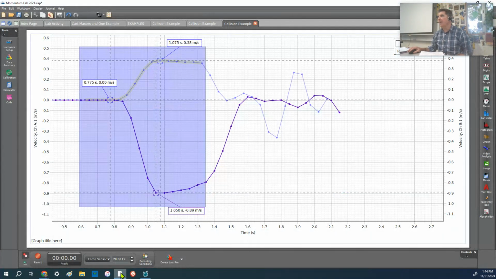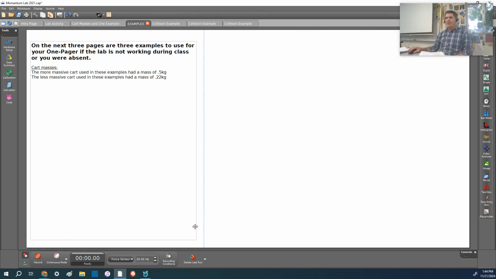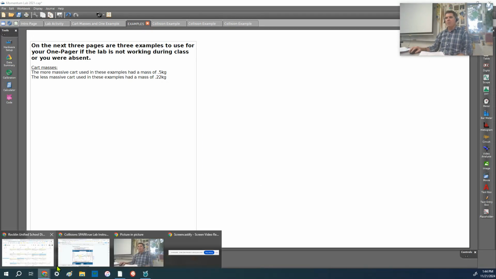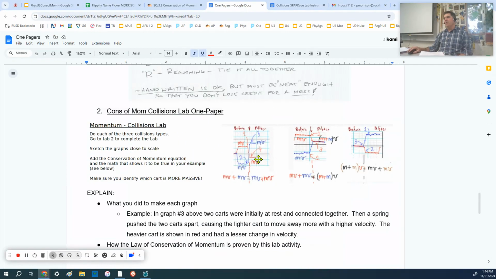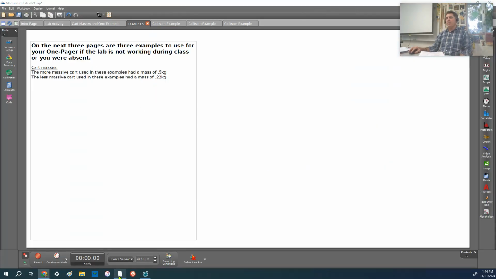What we got going today is a little update on the one pager. So the one pager, when we're doing that, we are supposed to do one of each collision, and it says right here, do each of the three collision types. Go to tab 2 to complete the lab. That's for this one, but for many of you, it wasn't working today in class. So let's talk about that.